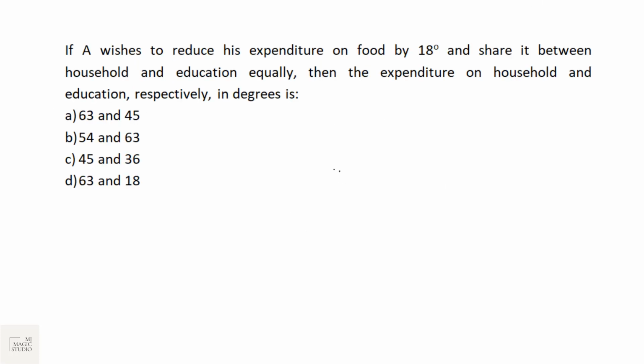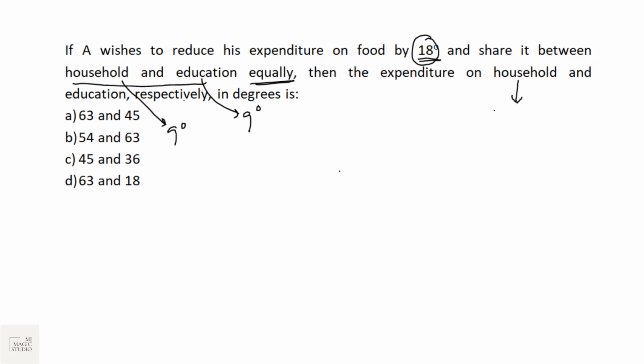The third question on this franchise of data interpretation: if A wishes to reduce his expenditure on food by 18% and share it between household and education equally, that means to household he will give 9% more and to education he will give 9% more. Equally share, 18 by 2 is 9. Then the expenditure on household and education respectively in degrees.